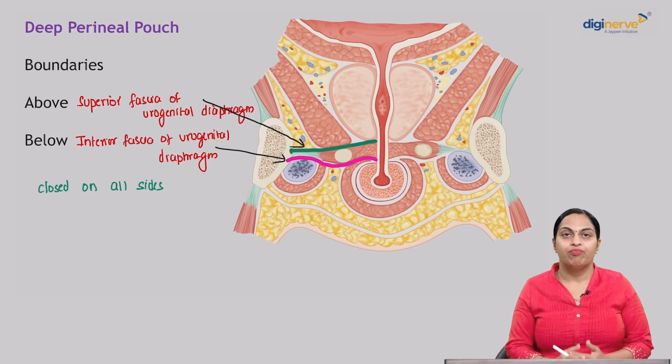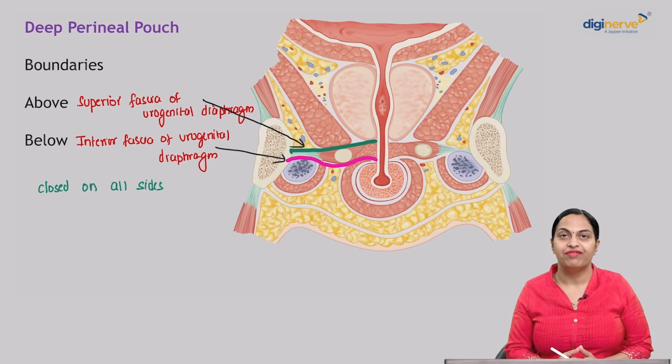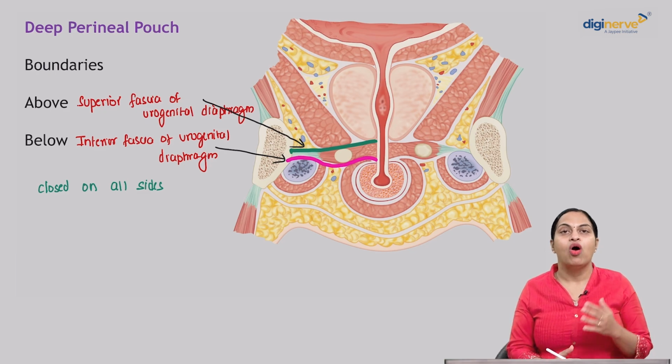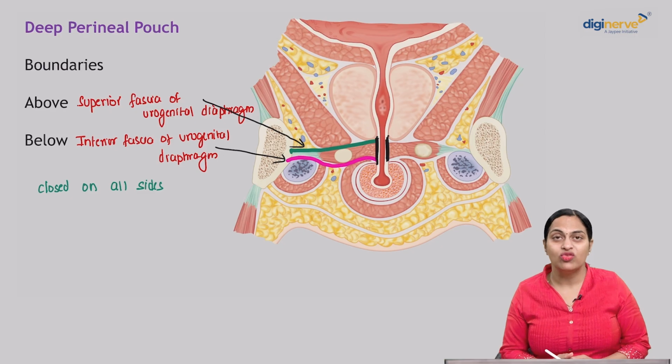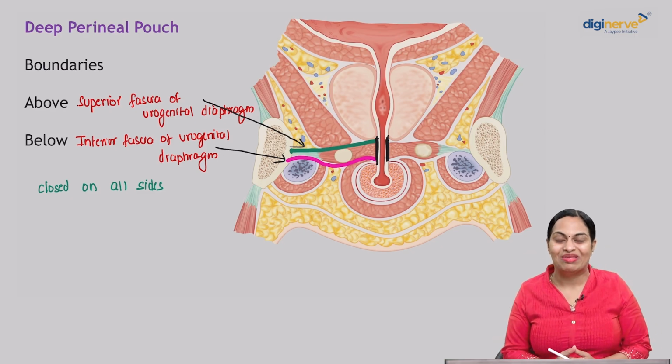The deep perineal pouch is bounded above by the superior fascia of urogenital diaphragm and below by the inferior fascia of urogenital diaphragm or the perineal membrane. It is closed on all sides, right? And this deep perineal pouch is going to be traversed by the urethra, in the female, the urethra, in the male, the membranous urethra.